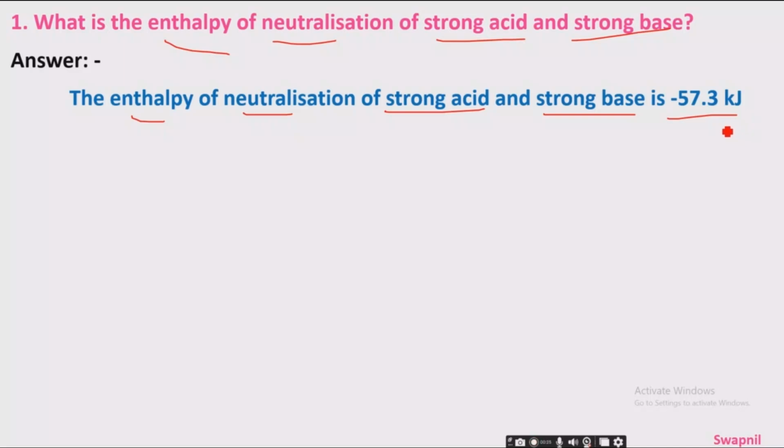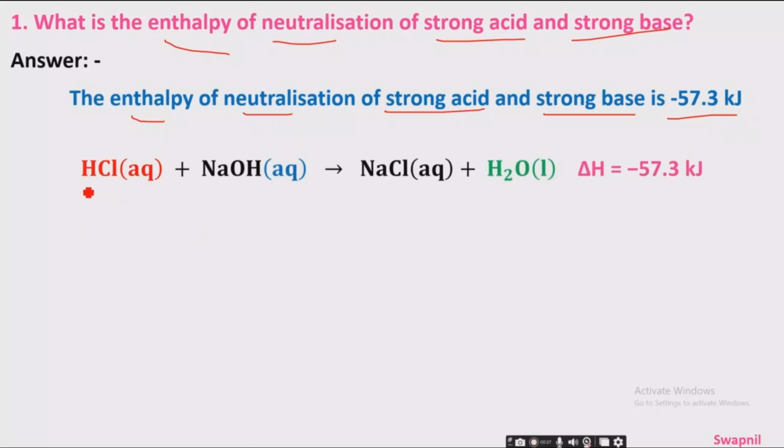Neutralization reaction is an exothermic reaction. When HCl, a strong acid, reacts with NaOH, it gives NaCl and water, and the delta H value for this reaction is minus 57.3 kilojoule, that is, 57.3 kilojoule of heat is evolved into the surrounding.